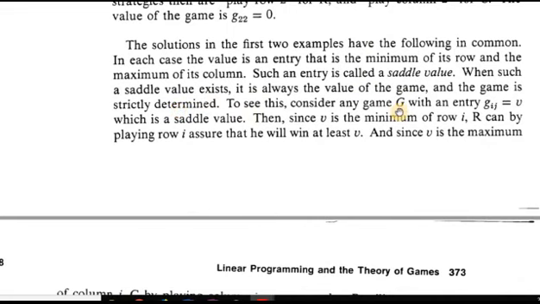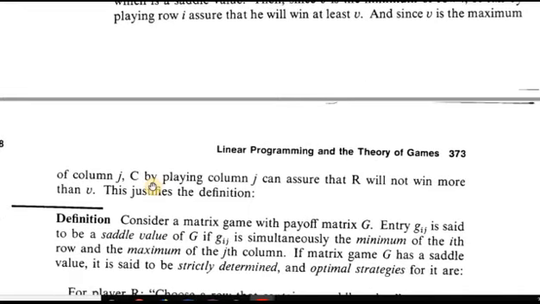To see this, consider any game G where there's an entry Gij equals V, which is a saddle value. Since V is the minimum of row i, R can play row i and assure he will win at least V, right? Because it's the minimum. And since V is the maximum of column j, C by playing column j can assure that R will not win more than V.